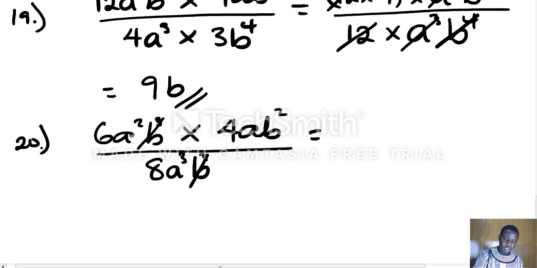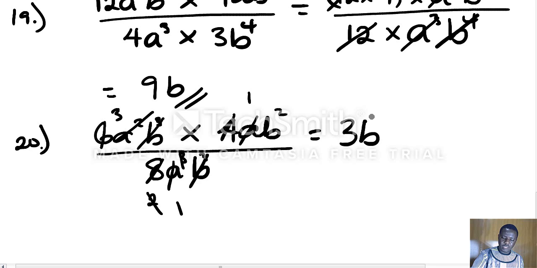This is a squared, will divide 2 of them here, while the last one is going to divide this. 4 into itself is 1, 4 into 8 is 2, 2 into itself is 1, and 2 into 6 is 3, leaving us with 3b squared as the answer.